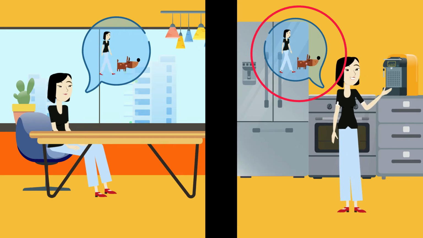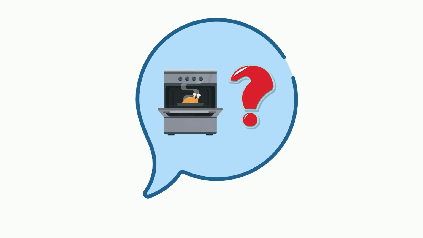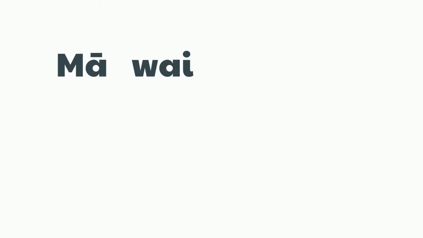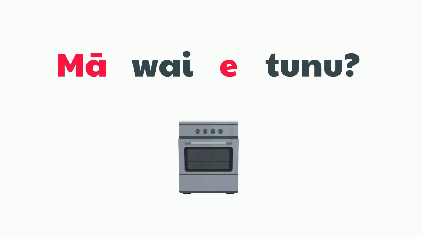Let's look at how to create this structure with the question, "Who will cook?" To ask, "Who will cook?" we start the sentence with mā. Then we put the word wai, which means who. After that, we put the word e. It's the combination of the words mā and e that create the agent emphatic. At the end, we put the verb. Tunu means to cook. Mā wai e tunu? Who will cook?